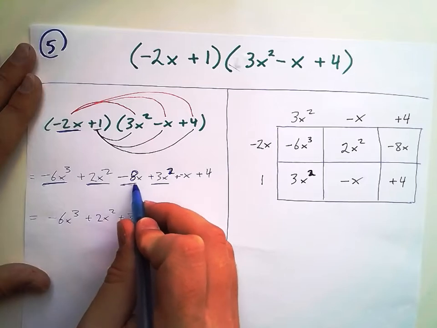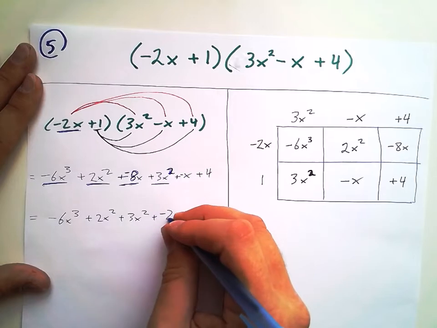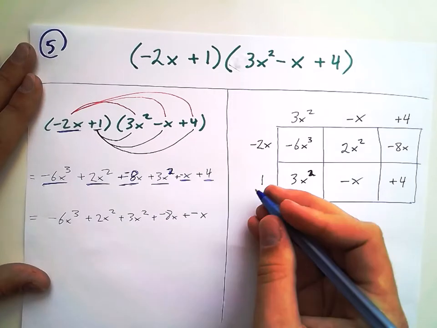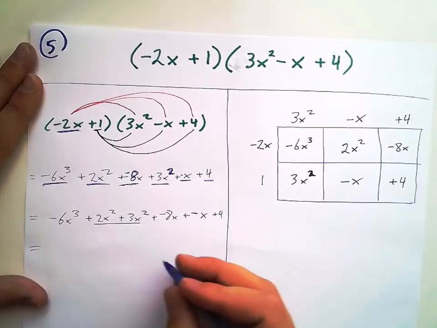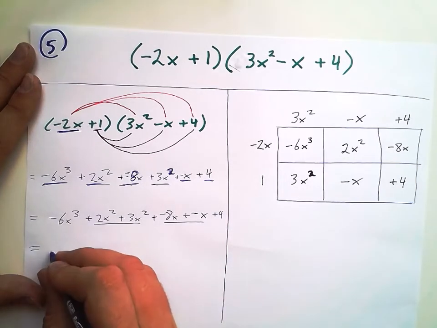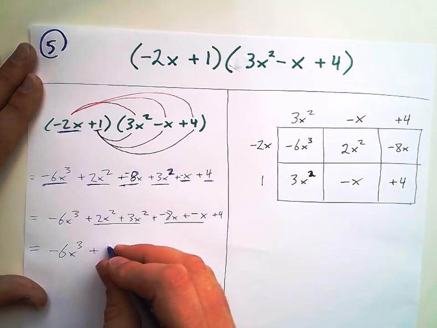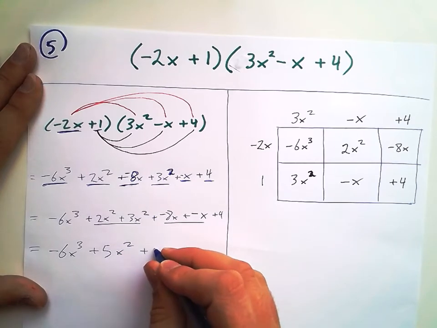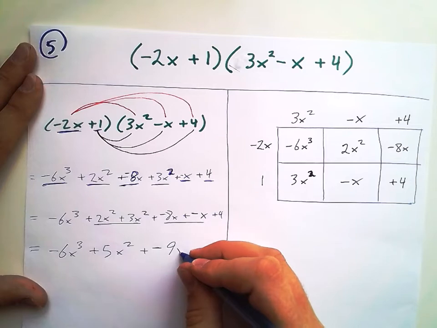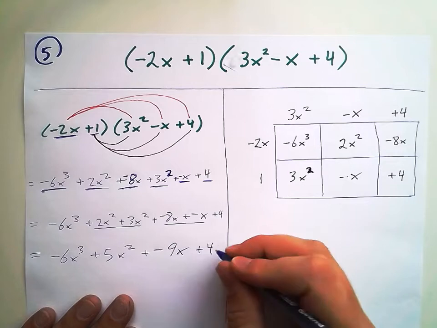Then the x terms, I'll write it plus negative 8x plus negative x, and then the only constant term is the 4. So then those will combine and those will combine because we add like terms. 6x cubed plus 5x squared plus negative 9x, or you could just write minus 9x plus 4.